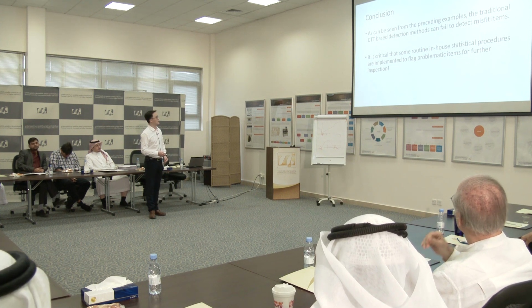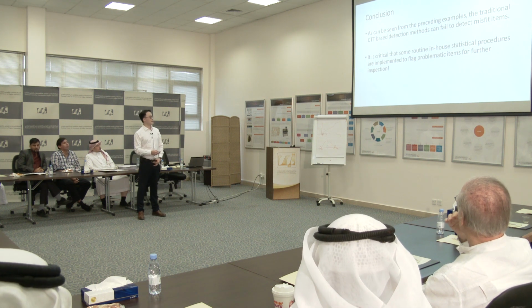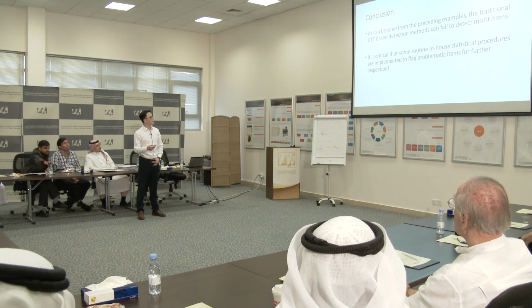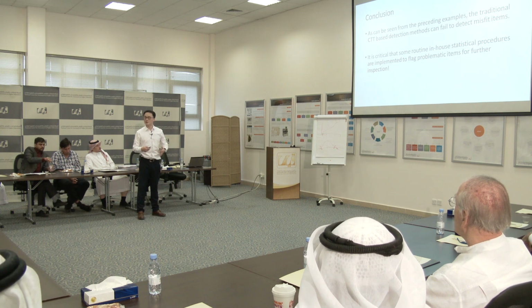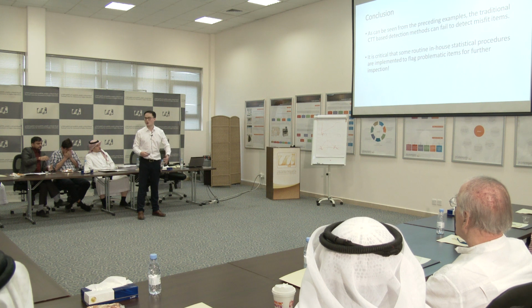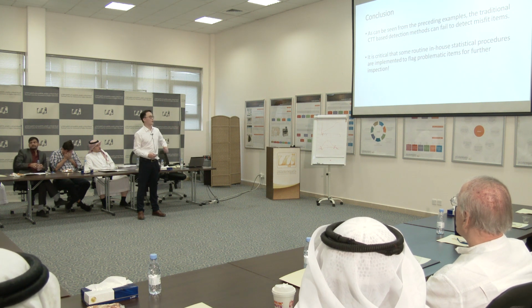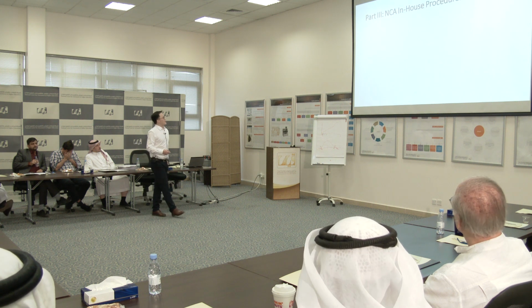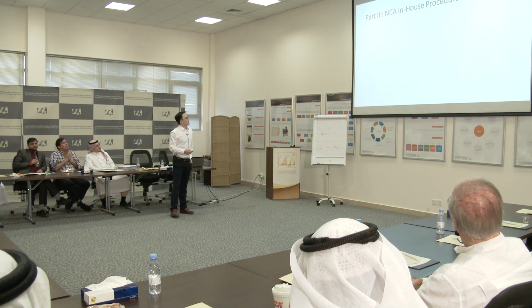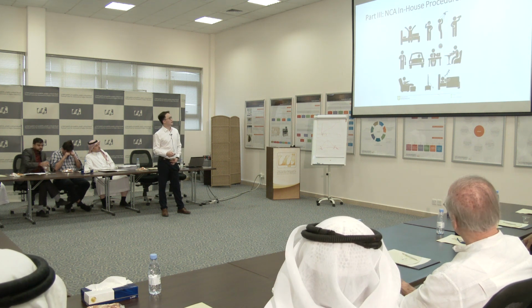That's my point. It is critical that some routine in-house procedures are implemented to flag problematic items for further inspection. Like I said, especially at the trial stage. After trial, those are the kind of thing I think we should be doing, okay? So with that said, let's look at the third part, which I think is really what I want to emphasize today. I'm thinking we need to implement some in-house procedures above and beyond, in addition to what we are doing.